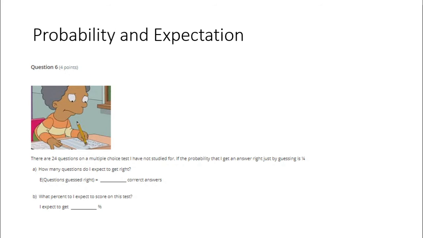Next, probability and expectation. Now, if I don't study for my test, and I know that the probability that I get any one question right is 1 out of 4, I would expect that I would get some fraction of the answers right still. Certainly not all of them, but not none of them. Some fraction of my answers will be right. And that's the definition of expectation. The expected number of successful outcomes will be some fraction of the number of tries.